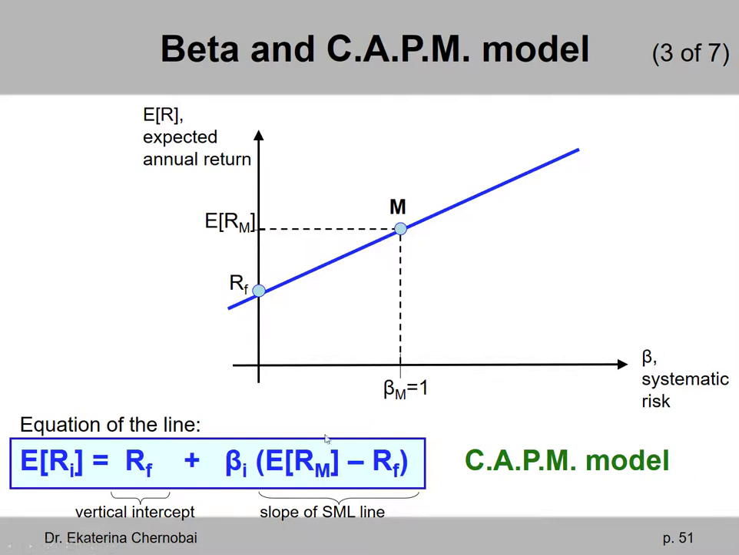So the slope of the security market line turns out to be the difference between the expected return on the market portfolio and the risk-free rate. The name for this line is the security market line, or SML. That's the abbreviation.